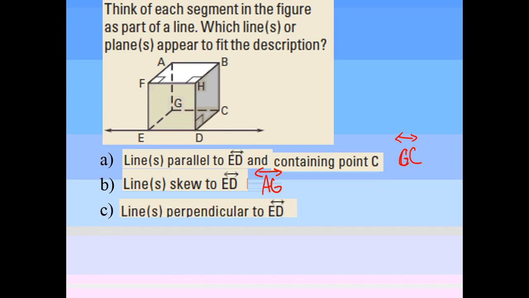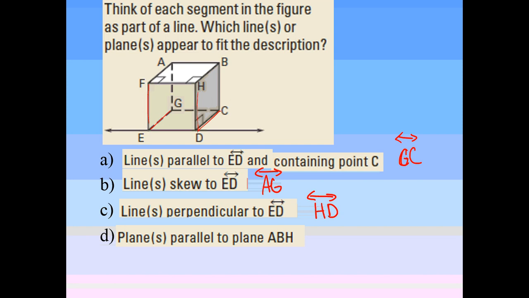So lines that are perpendicular to ED, there's 2, 3, 4 of them here. So I could say FE, HD, CD, or GE. All of those are perpendicular to ED. So let's go with HD, and that's because they intersect to form a 90-degree angle.